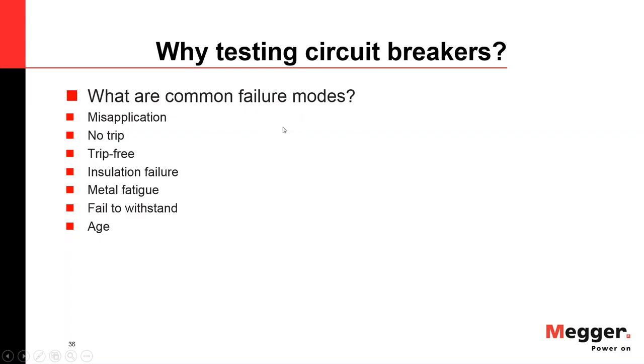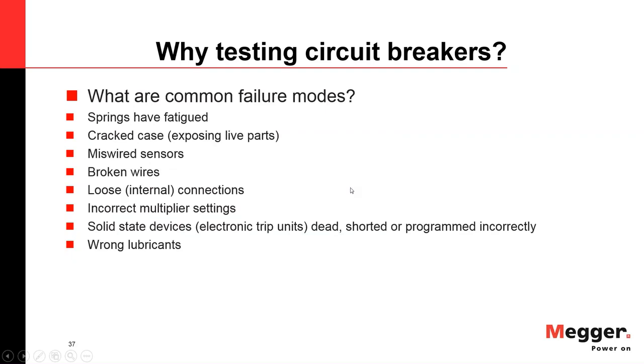You can have insulation failure, springs, contacts, everything that is moving or under stress, under mechanical tension, can fatigue and break. It can simply fail to withstand. That means it is okay, but then a fault happens, maybe a fault that is beyond the design, which technically should not happen, but it could because of wrong short circuit calculations, and the circuit breaker blows up because the fault was higher than its maximum capability, and age, corrosion, whatever.